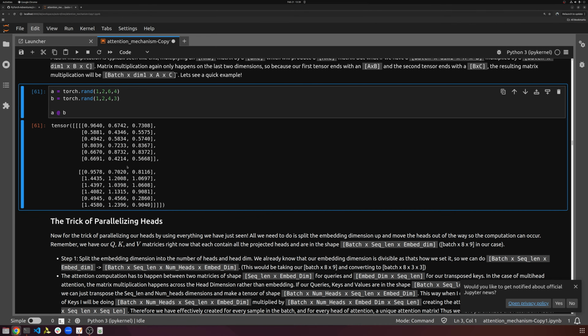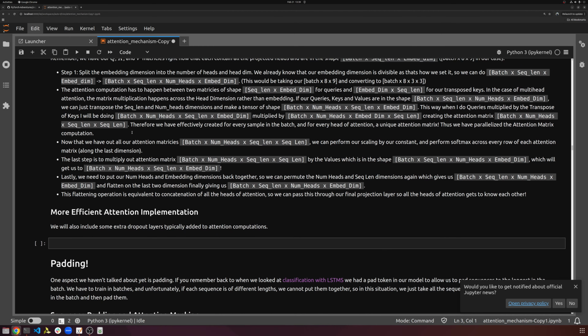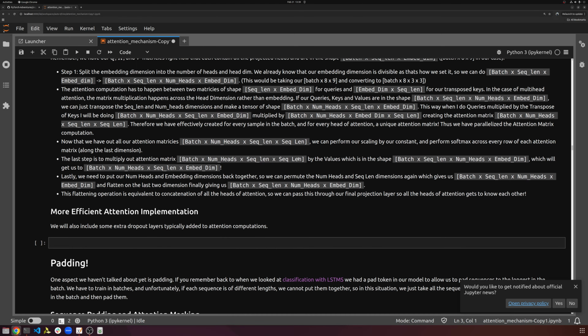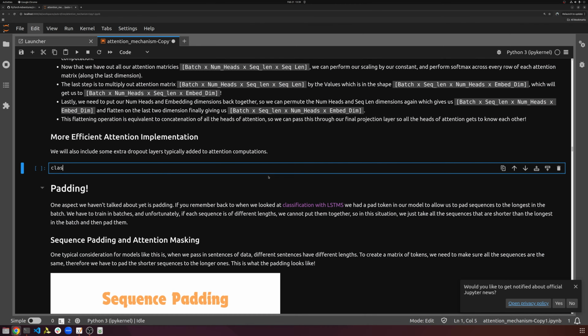Okay, so let's go ahead and parallelize the heads. You can read through this. It'll tell you exactly what we're about to do. So let's go ahead and do it. This requires a little bit of effort.